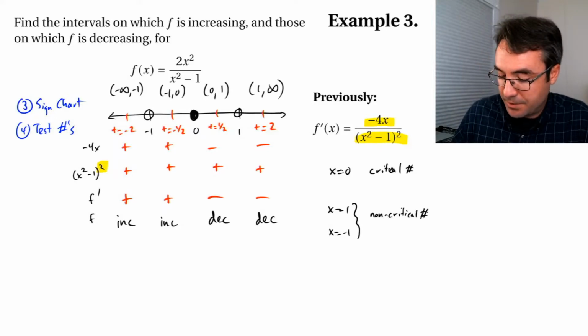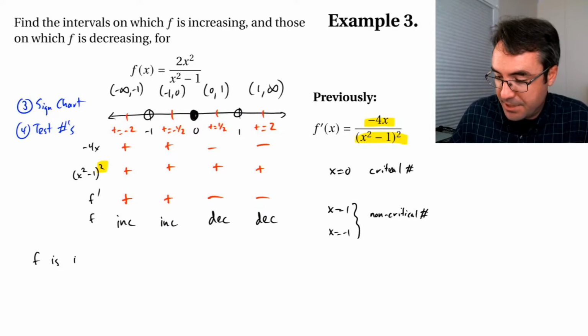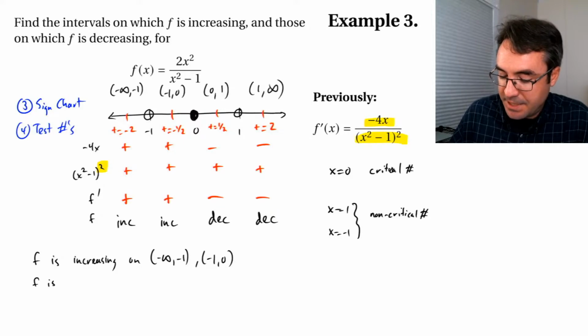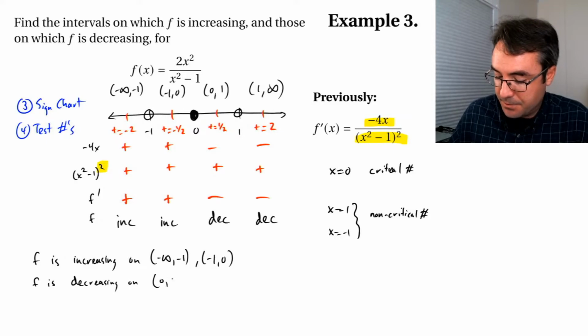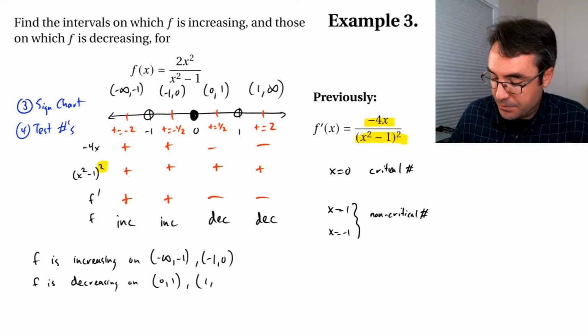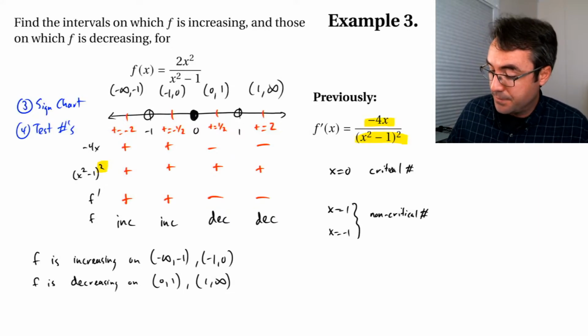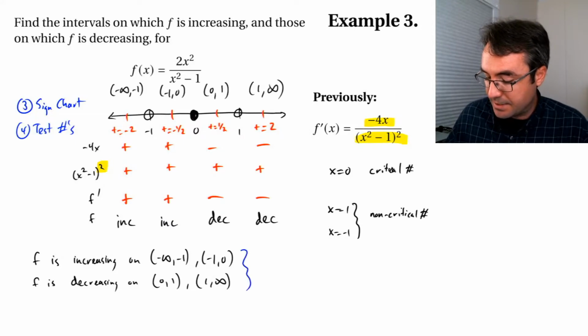So let's just write the results here. f is increasing on the intervals -∞ to -1 and from -1 to 0. And f is decreasing on the interval from 0 to 1 and the interval from 1 to infinity. And we can't combine those intervals like we did in the last example. If you wanted to consolidate each of those into one interval, you can't actually do it because our function is undefined at x equals -1 and x equals +1.